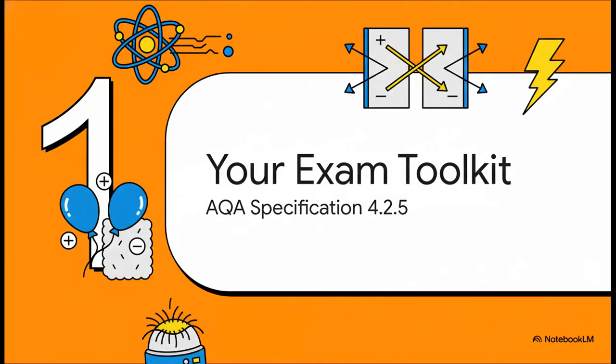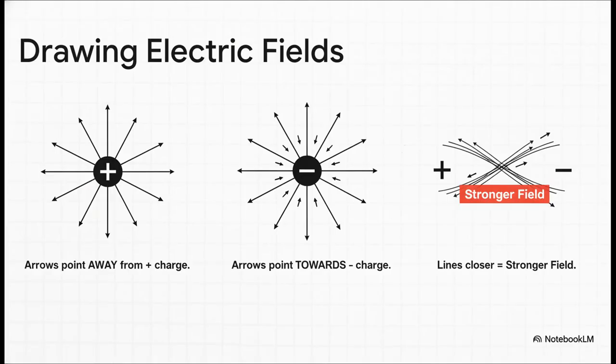Okay, so we've got the theory down. Now let's switch gears and put together your ultimate exam toolkit, specifically for the AQA 4.2.5 spec. You can bet you might get asked to draw electric field patterns, so you have to know these rules. The field lines themselves show the path a positive charge would take. So remember, the arrows always point away from a positive charge, and they always point towards a negative charge. And one more thing. Wherever the lines are bunched up close together, that's where the field is the strongest.